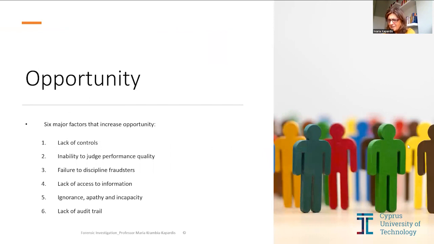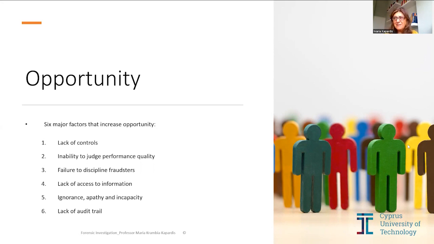Opportunities: lack of controls, lack of internal controls, no physical controls, no segregation of duties. The doors are being left open. There are no passwords for getting into the system, into the software. Inability to judge performance quality. Failure to discipline fraudsters. There have been companies where they find the fraudster, but they don't want the negative advertisement, they don't want the negative publicity coming out.